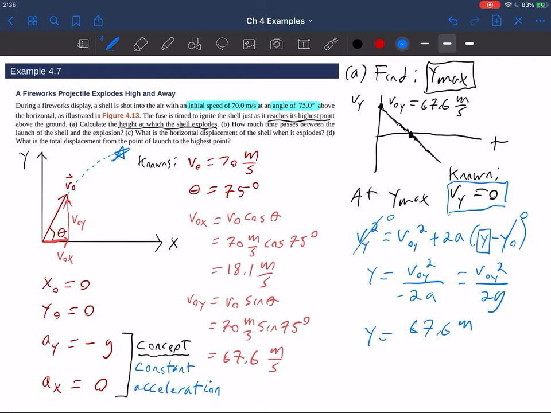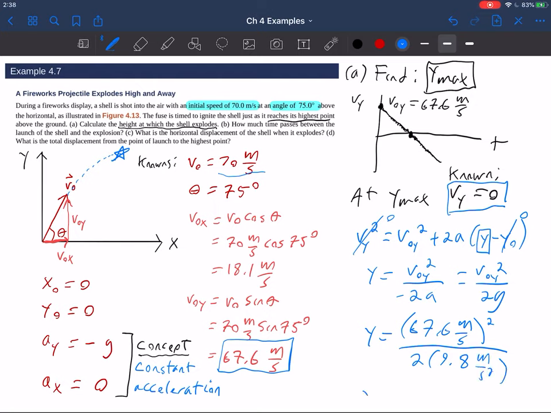Y is equal to 67.6 meters per second. We have to be sure that we're using the y component of our velocity here and not our actual velocity. We're shooting this projectile off with 70 meters per second of speed, but that's not what determines how high it goes. What determines how high it goes is the y component of the velocity, because this is motion in y. We're splitting this into two problems, one in y, one in x. So we have the y component of velocity initially squared, divided by 2 times 9.8 meters per second squared.